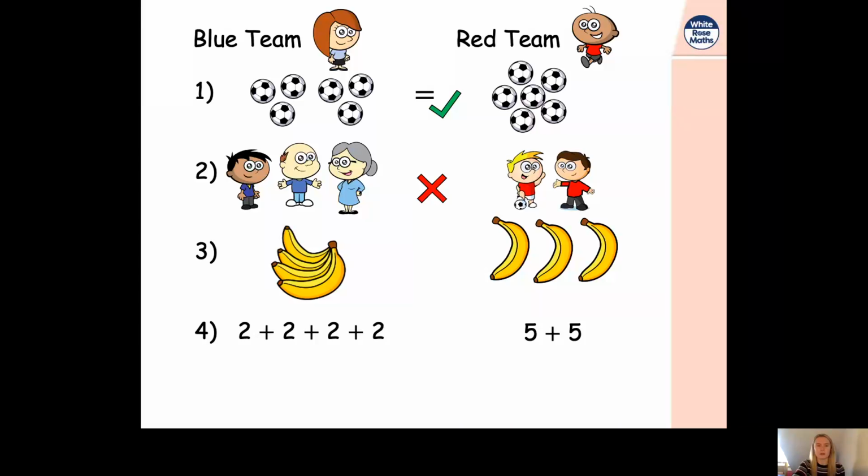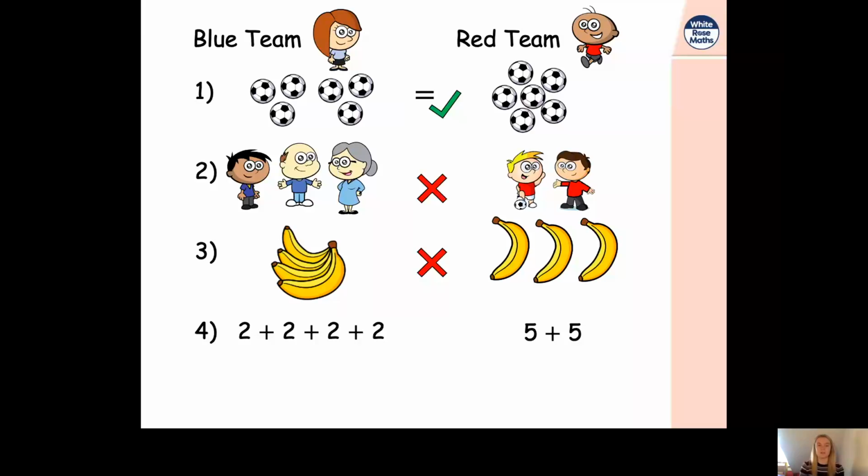How many bananas does the blue team have? The blue team has 4 bananas. And how many bananas does the red team have? Yes, the red team have 3 bananas. So they do not have the same amount of bananas. So their groups are not equal. Now, number 4, we have number sentences.